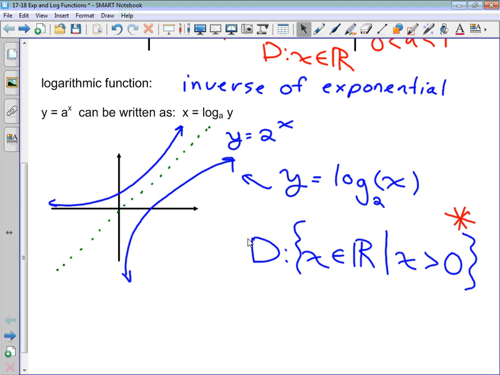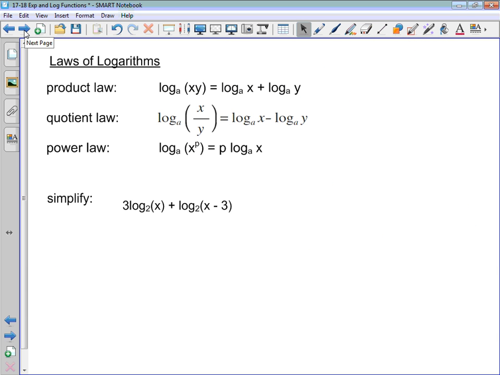Okay. All right. You guys also took a look at the laws of logarithms. So you learned 3 laws for simplifying or working with logarithms. You learned the product law, which basically said if you're taking the log of something that's a product of 2 things, you can break it into a sum of 2 separate logarithms. There's the quotient law. If you're doing the logarithm of 2 things that are divided by each other, you can break that up into 2 logarithms that are subtracted from each other.